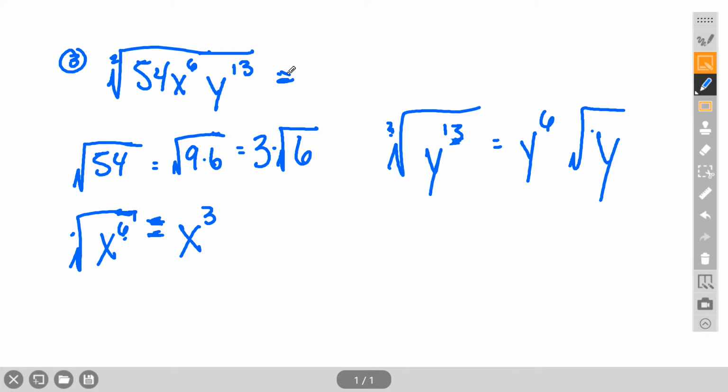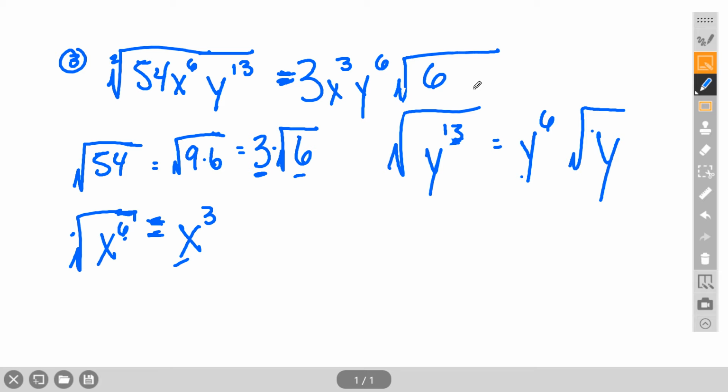So I can put all of this together to simplify number 3. First let me write what I have on the outside. I was able to take a 3 out, an x cubed out, and a y to the 6th out. What I was not able to take out, the factors still underneath the radical, is a 6 and a y. So this would be my simplified answer for number 3: the square root of 54x to the 6th y to the 13th simplifies to 3x cubed y to the 6th times the square root of 6y.